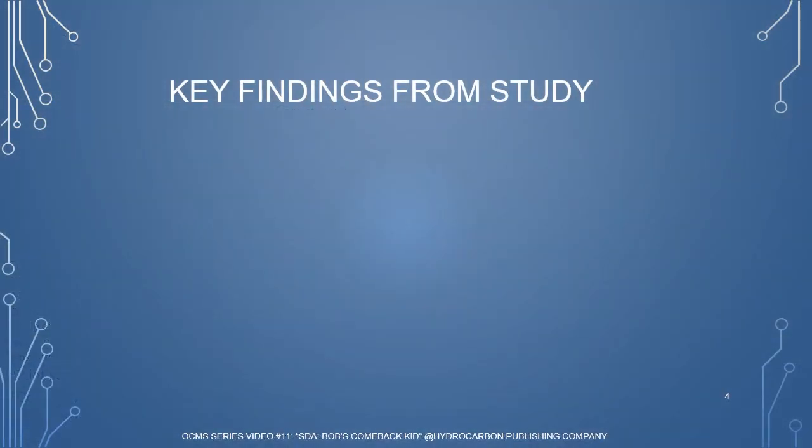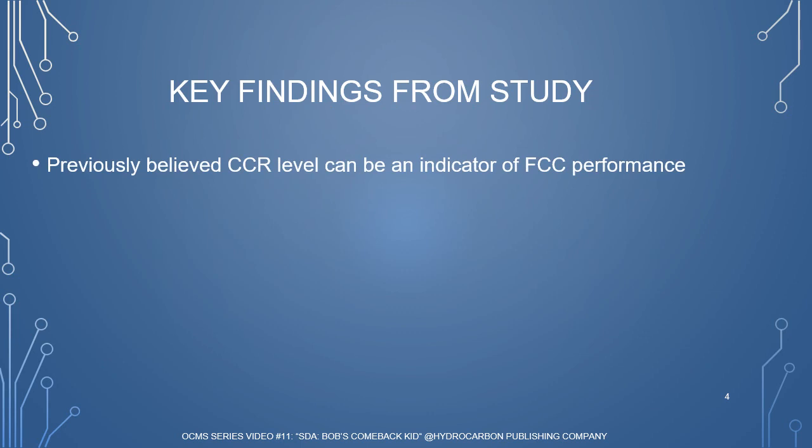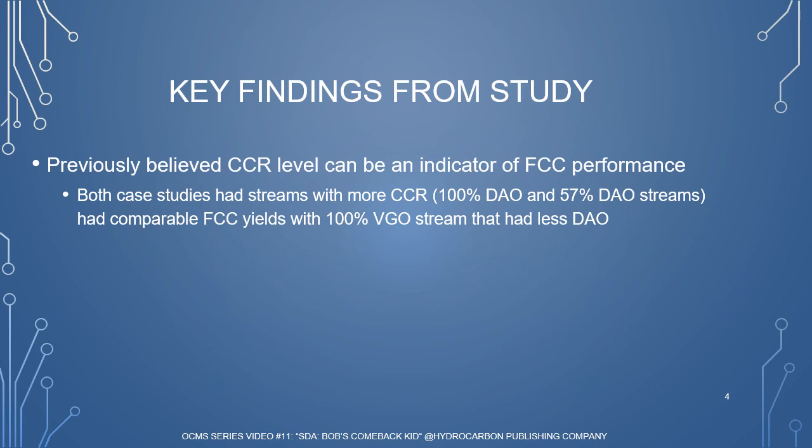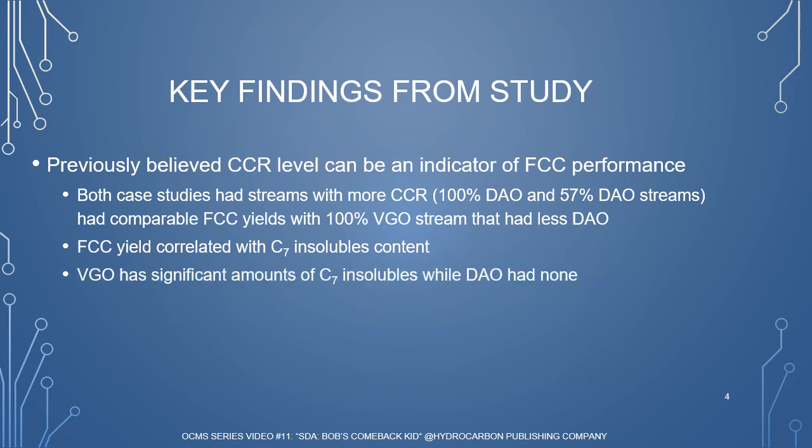Generally, it was believed that Conradson carbon level is an indicator of FCC performance, but the results from both studies show that a 100% and a 57% deasphalted oil stream, both of which had higher levels of Conradson carbon, had comparable amounts of FCC yield compared to a vacuum gas oil stream, which had less Conradson carbon. Instead, it was shown that FCC yield was correlated with C7 insolubles content. The VGO stream has more C7 insolubles content than the DAO stream, which did not contain any C7 insolubles.